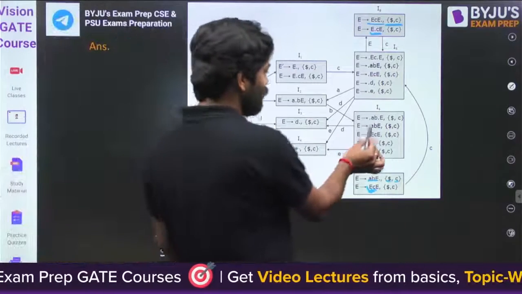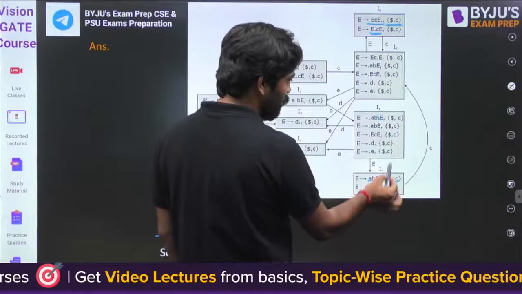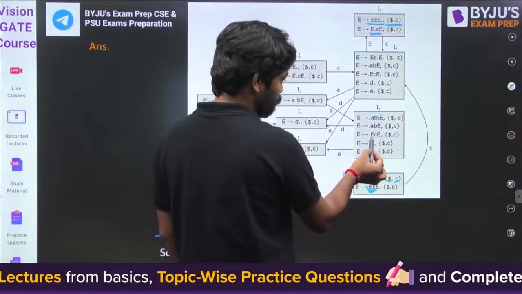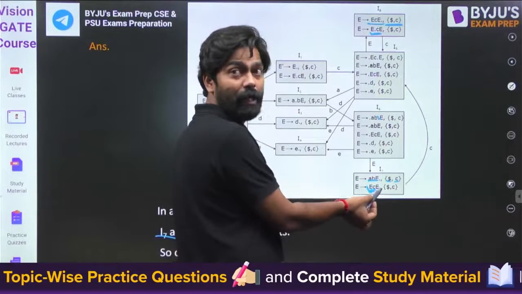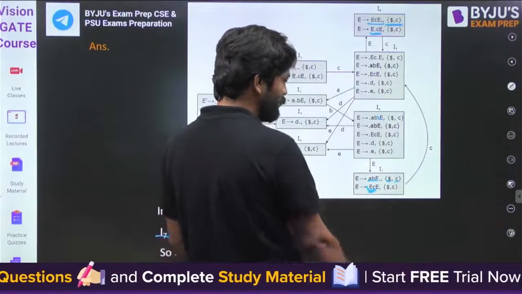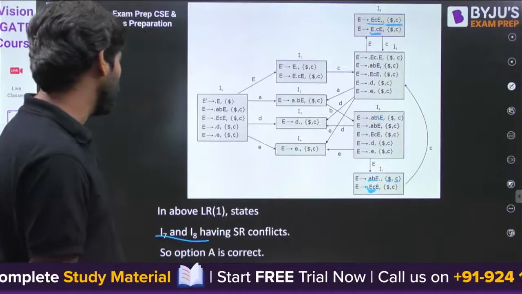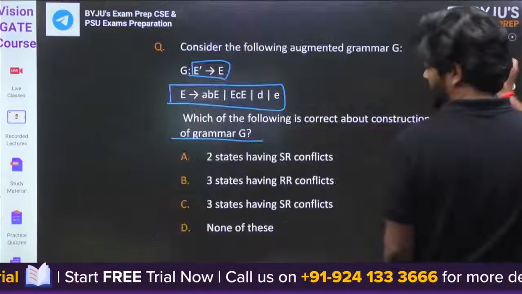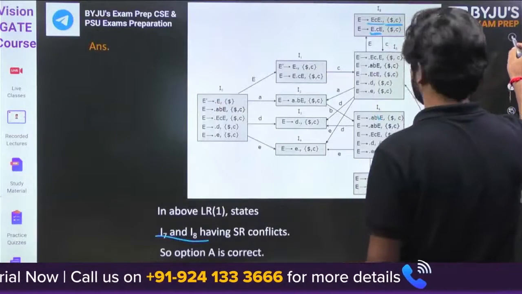But see clearly here, AB dot, so the dot will be moved. So ABE dot on dollar and C. And see clearly here, here also we have E as the input. So that's why E dot CE. Here I think they have some printing mistake. So E dot CE should be there. Fine. So the answer for this one is, my dear friend, 2 states having SR conflict. Okay. You can cross check also.